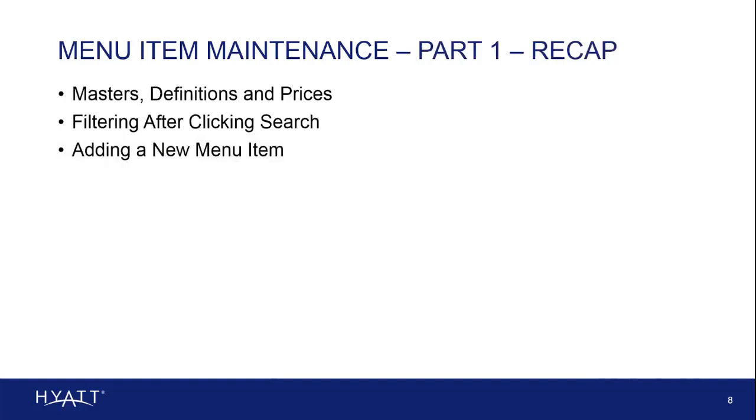So to recap, we covered master records, definition records, and price records. We looked at filtering after you click search as a way to further find what items you're looking for in the database. And then we used a simple example of adding a new menu item at the property level from a template.